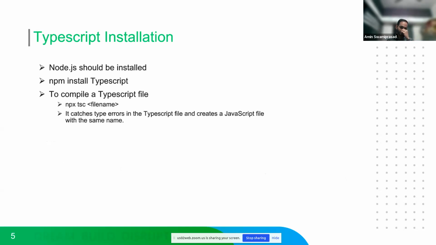So we will see how to install TypeScript in our system. Before that, Node.js should be installed in our system, and the command to install TypeScript is npm install typescript, and to compile the TypeScript file, it is npx tsc and the file name. This command npx tsc file name catches any type error in the TypeScript file and creates a JavaScript file with the same name. So let's go to the VS Code and try this out.